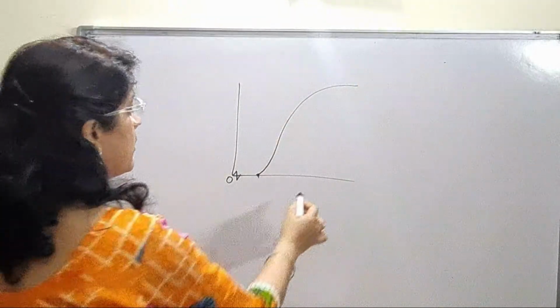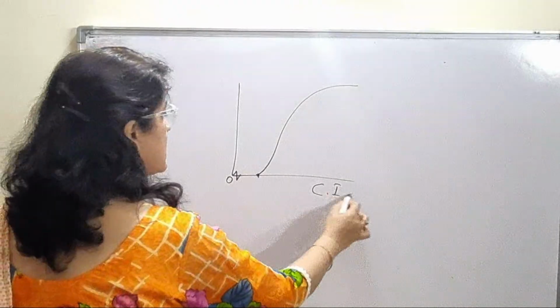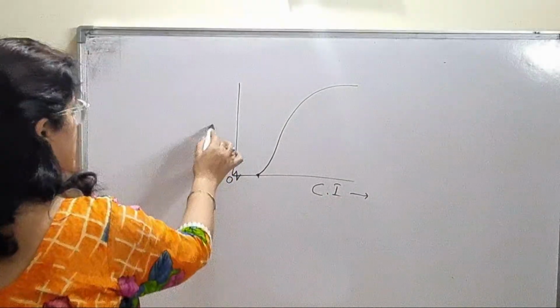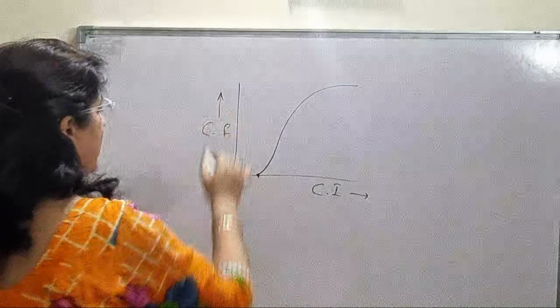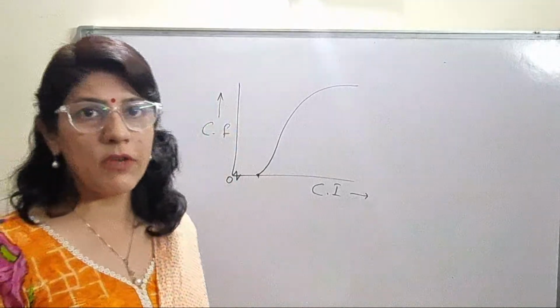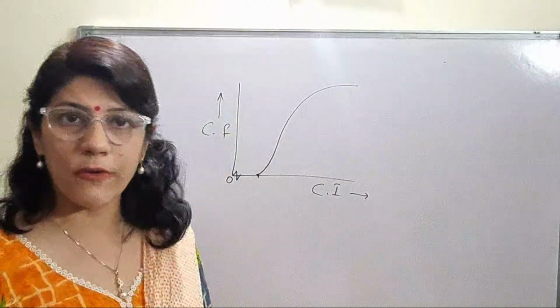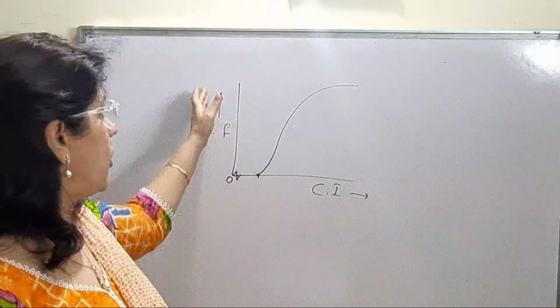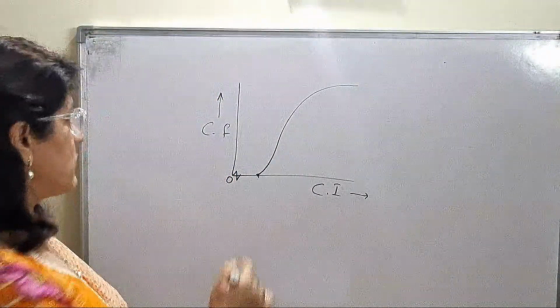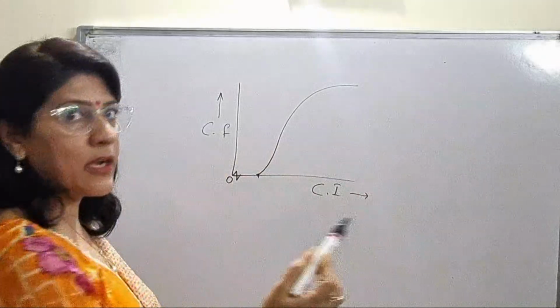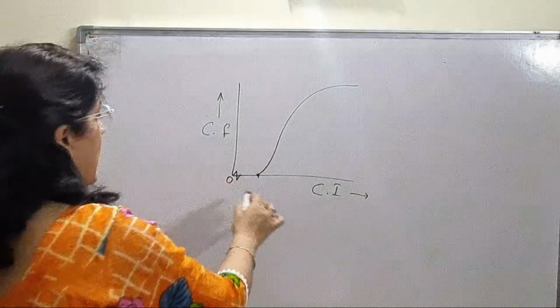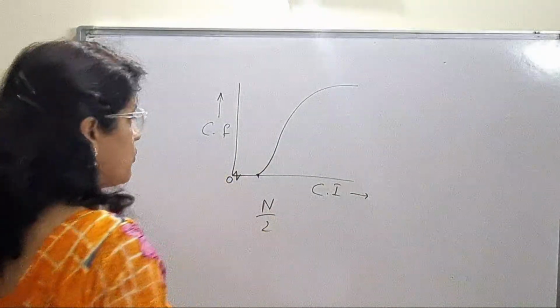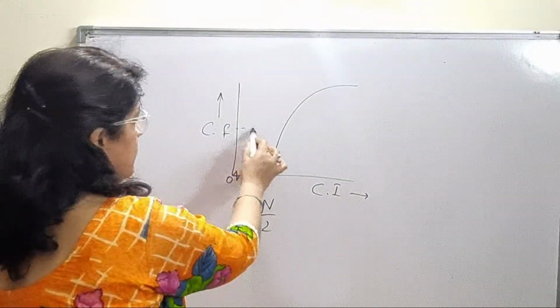And never forget to take class interval on x-axis and cumulative frequency on y-axis. Only for median we need to calculate cumulative frequency, not for all. The cumulative frequency, for that always take this one. So while calculating median, your cumulative frequency's last number will be the n, and you need to take n by 2. So n by 2 value you have taken from this axis.